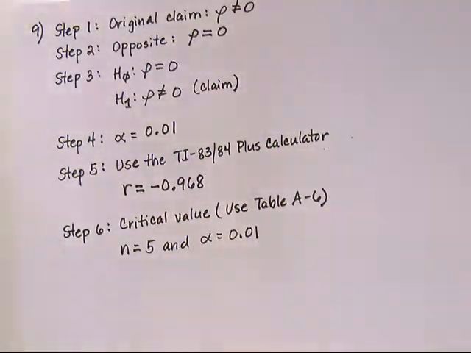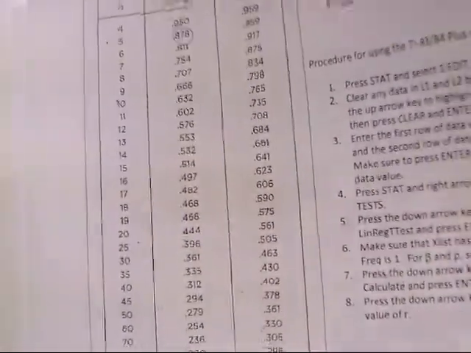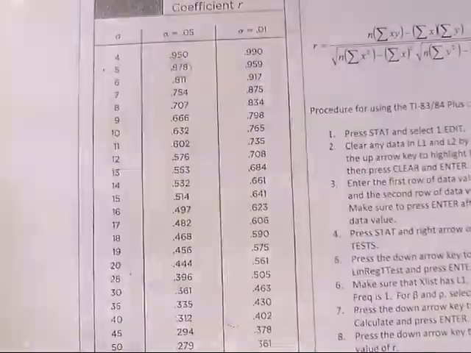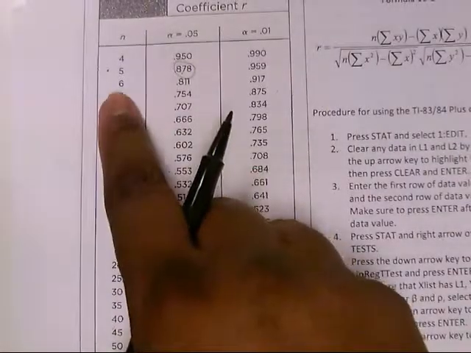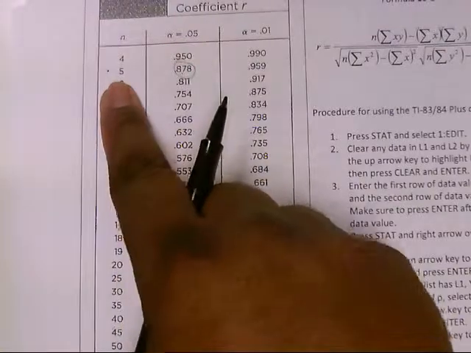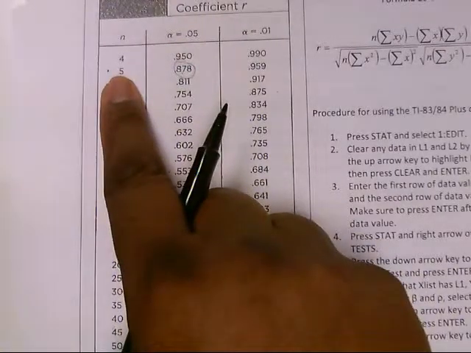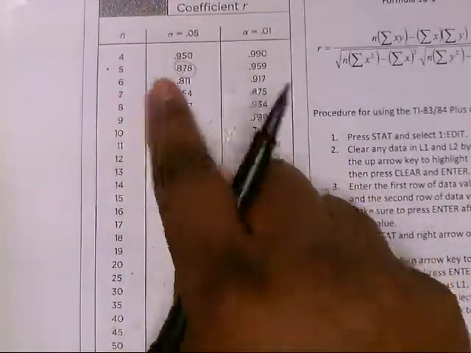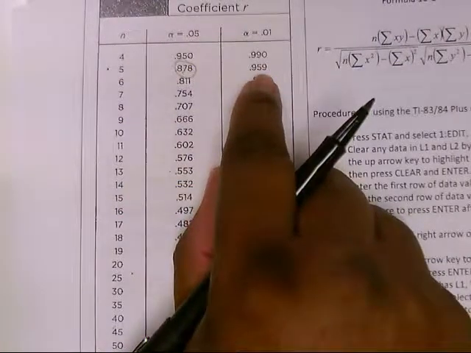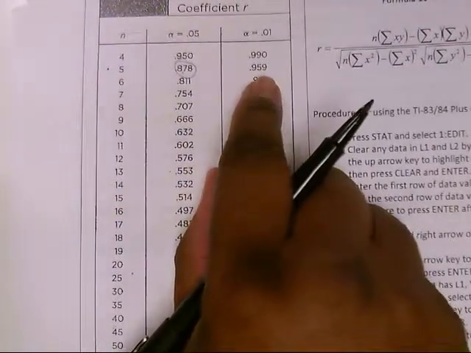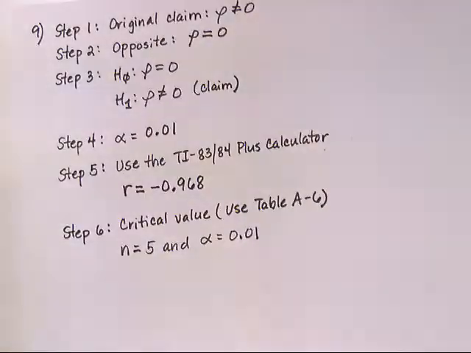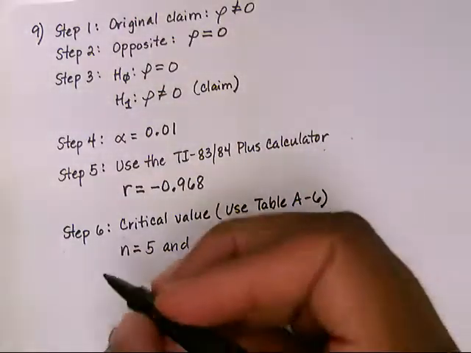So here, if we use table A-6, and go and find that. Okay, here we go. Table A-6 is this. We got 5 paired data. Alpha level is 0.01, so this is going to be your critical value, 0.959. So that critical value is 0.959.